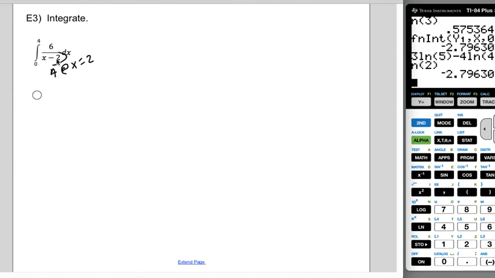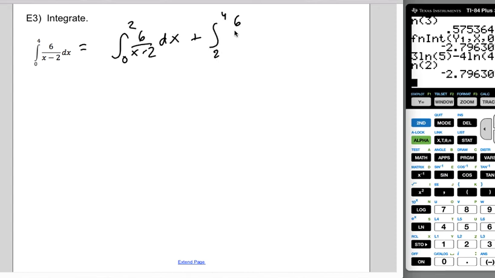So we're essentially going to split this into two integrals: the integral from 0 to 2, because 2 is a vertical asymptote, and from 2 to 4. But I still can't actually use the 2's here because they are still improper. I can't use 2 because the function is not continuous at 2. So I'm going to recognize that I can't use these numbers. I'm going to say that this is the limit as b approaches 2.